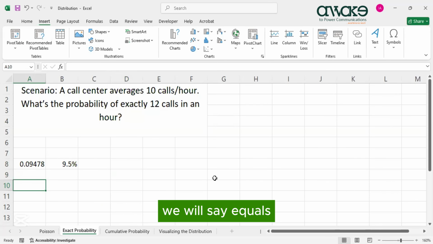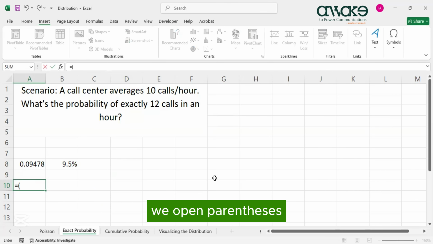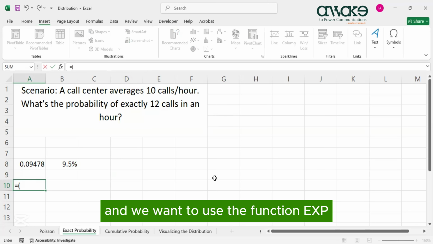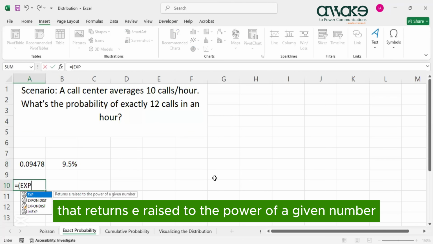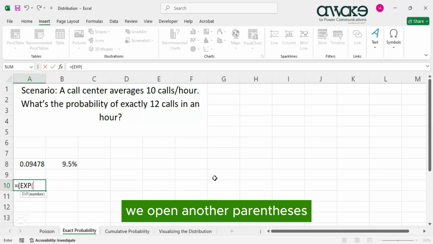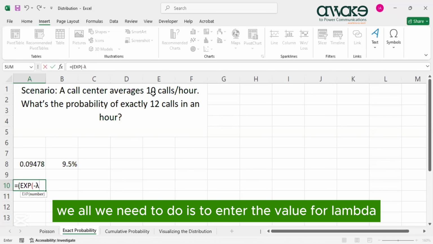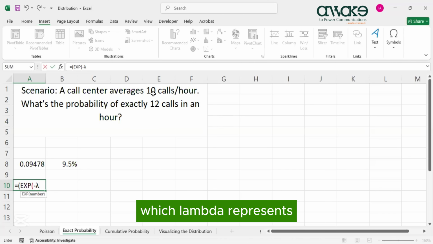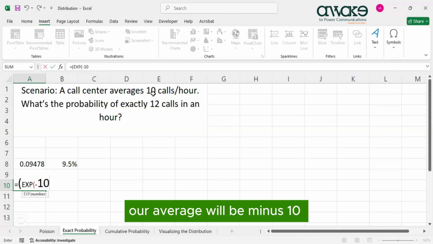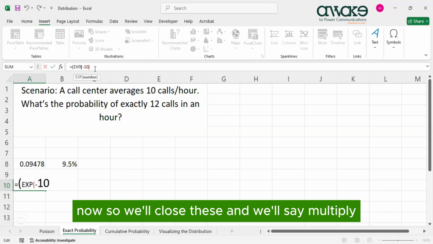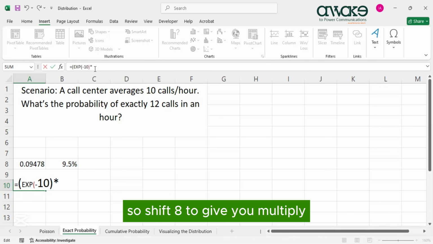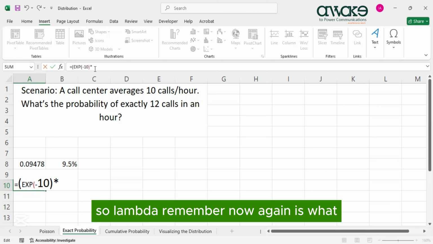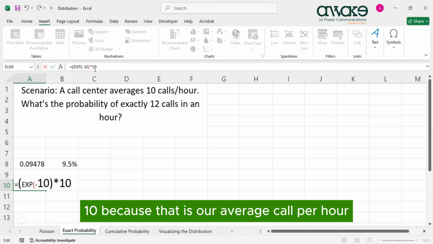We will say equals, we open parentheses, and we want to use the function EXP that returns e raised to the power of a given number. We open another parenthesis. All we need to do is to enter the value for lambda, which represents our average. It will be minus 10 instead of minus lambda now. So we'll close this and we'll say multiply. Shift 8 will give you multiply. So lambda, remember again, is what? 10, because that is our average calls per hour.